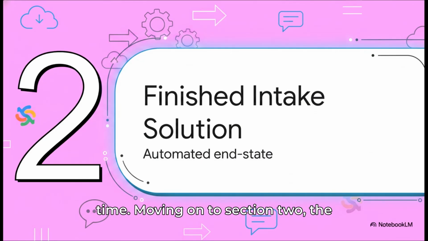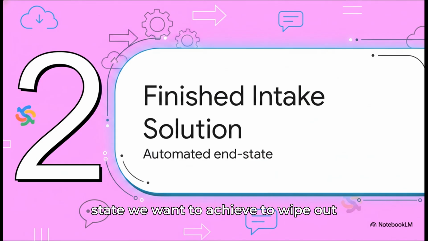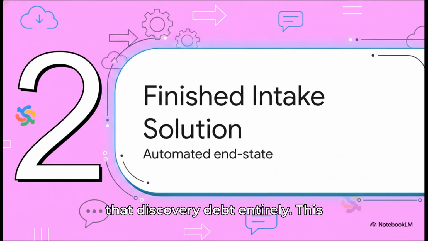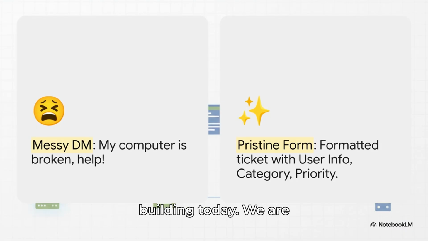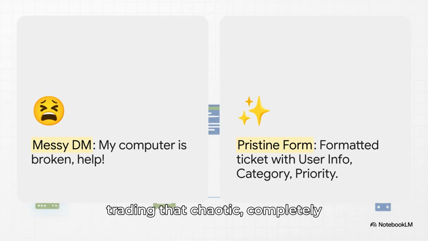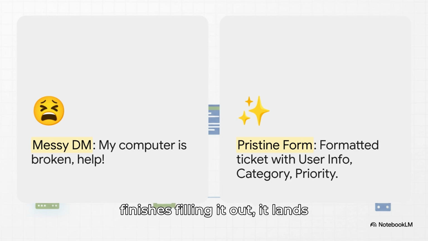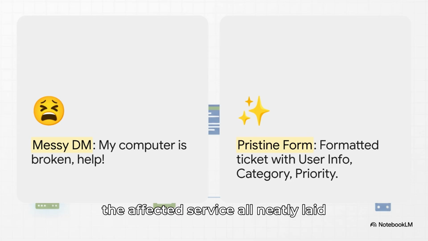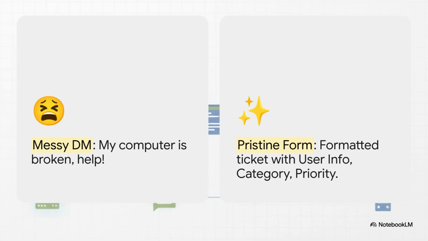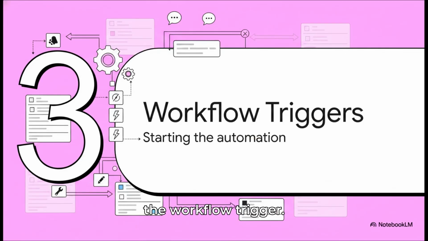Moving on to Section 2, the finished intake solution. Let's take a look at the beautiful, automated end state we want to achieve to wipe out that discovery debt entirely. This is exactly what we're building today. We are trading that chaotic, completely context-free, "help my computer is broken" DM for a pristine, fully formatted support intake form. When the user finishes filling it out, it lands straight into a dedicated support queue channel. It's got their user info, the issue category, the priority level, and the affected service, all neatly laid out for you. Zero follow-ups required.